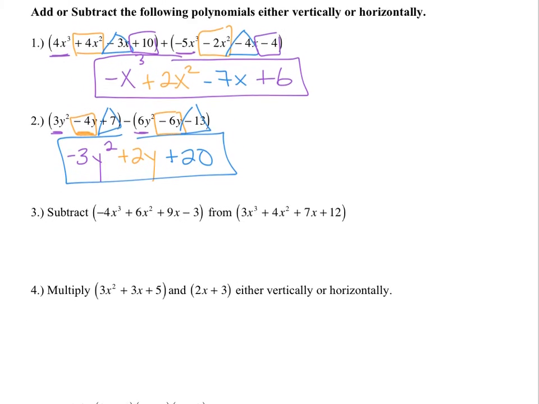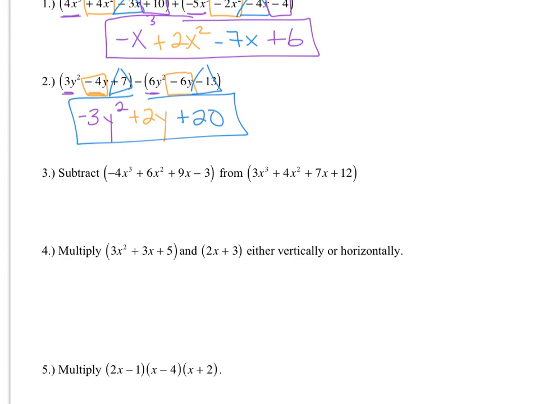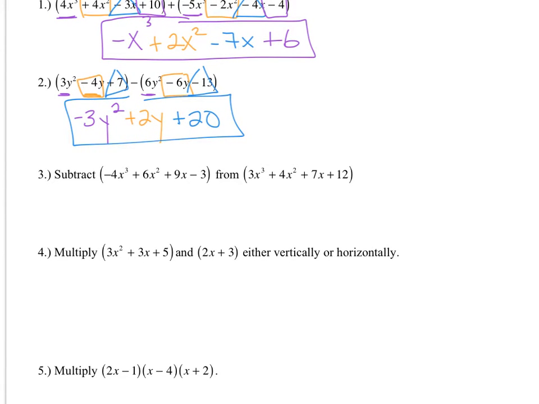Now for the next problem, you just have to be careful when you're subtracting one polynomial from another. You actually have to subtract the first one from the second. So we are going to have 3x cubed plus 4x squared plus 7x plus 12, and we are subtracting negative 4x cubed plus 6x squared plus 9x minus 3. So when it says subtracting this from this, you actually have to switch the polynomials to subtract them properly.